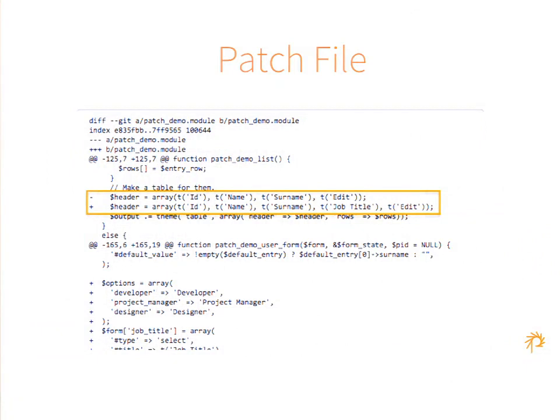At their heart, patches are small files that contain a list of the changes you wish to make between the existing code and the code the way you want it to run. They are applied to the existing code and make permanent changes to that code. This is an example of a very small patch file. Let's take a closer look.